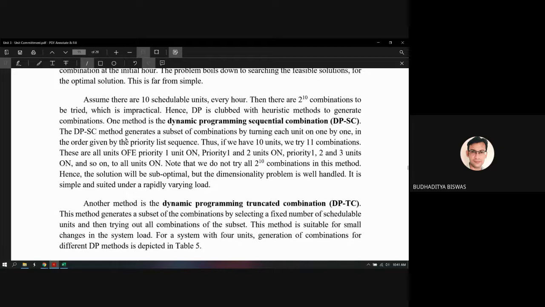Now, there are two types of dynamic programming method. The first one is the dynamic programming sequential combination, or it is called the DPSC method. And the second one is the dynamic programming truncated combination. This one is called the DPTC.